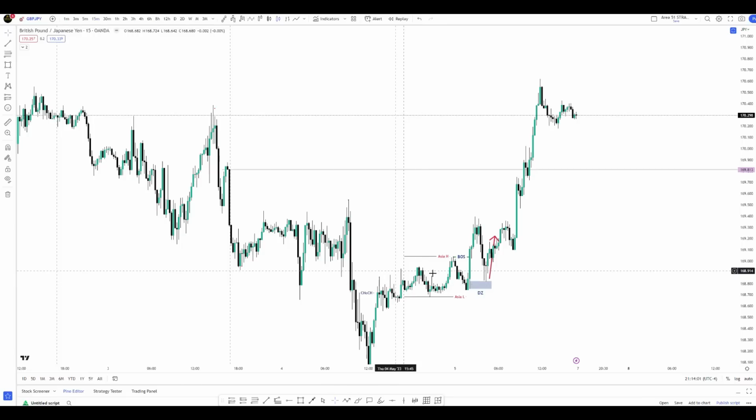So price was ranging in Asia, and then London broke Asia with momentum. You can see the size of this candle cannot be created by a retail trader. So there was a lot of demand for the pound. People were buying pound because of the strength of the economy there. So there was a lot of momentum here.